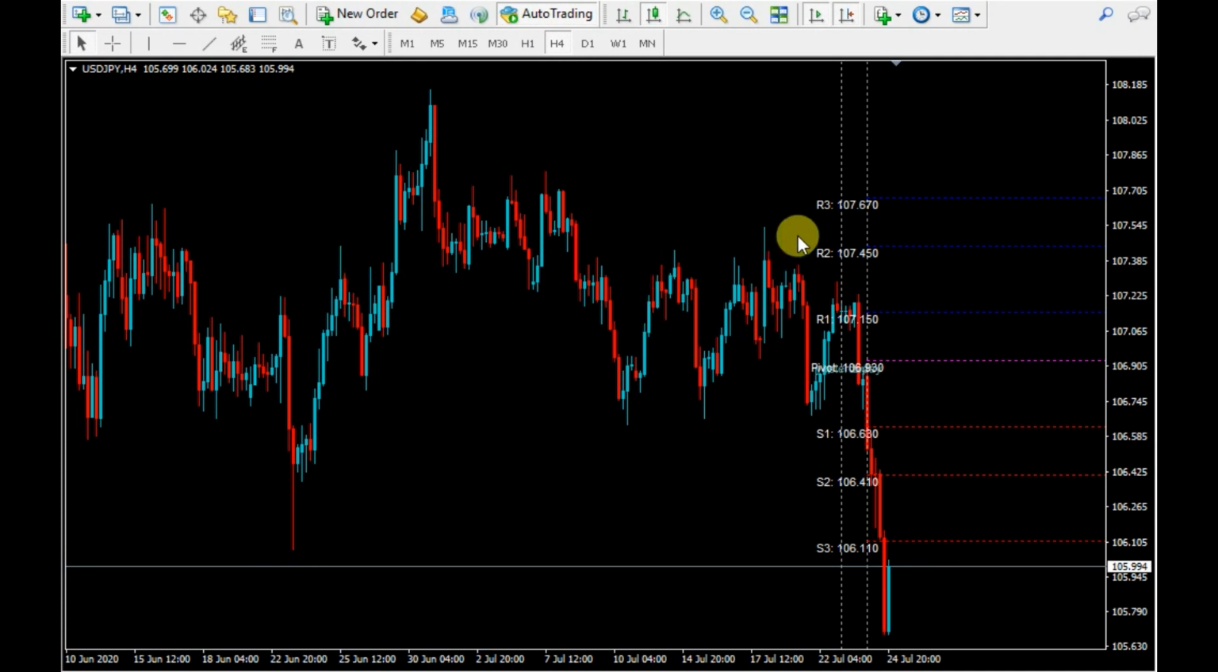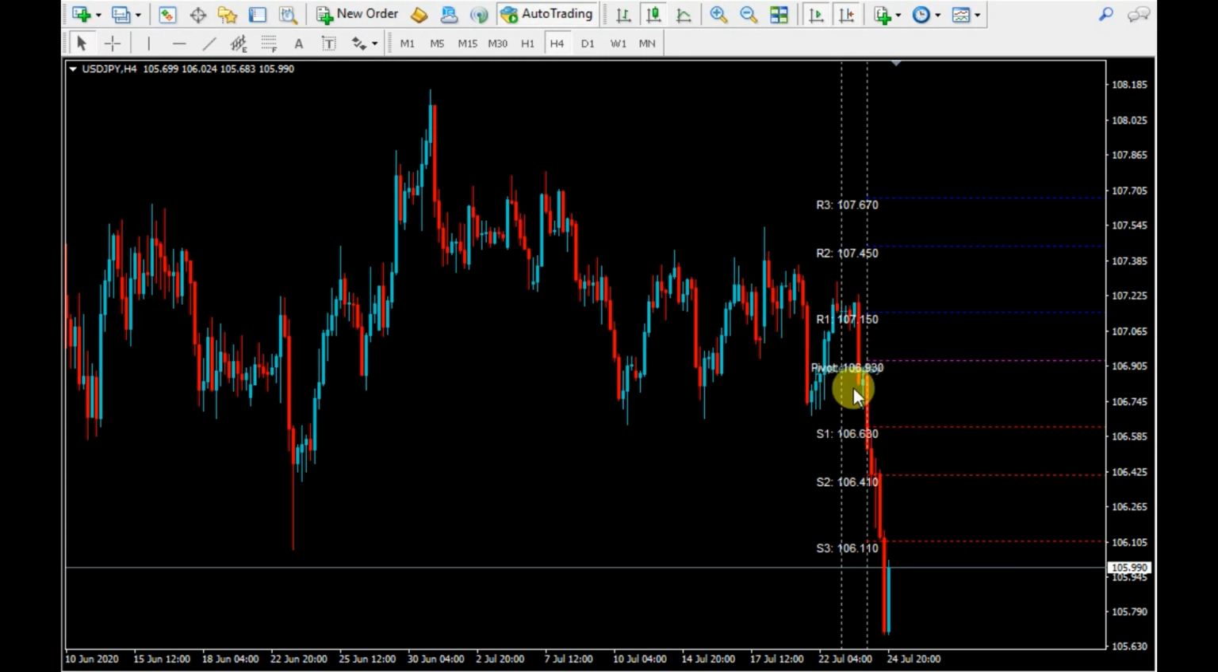This is how it's going to look. My time frame is H4, and I have my support and resistance dragged and dropped over here. It says R3, R2, R1. It shows you the daily pivot, the purple line, and then I get S1, S2, S3, meaning support 1, support 2, and support 3.